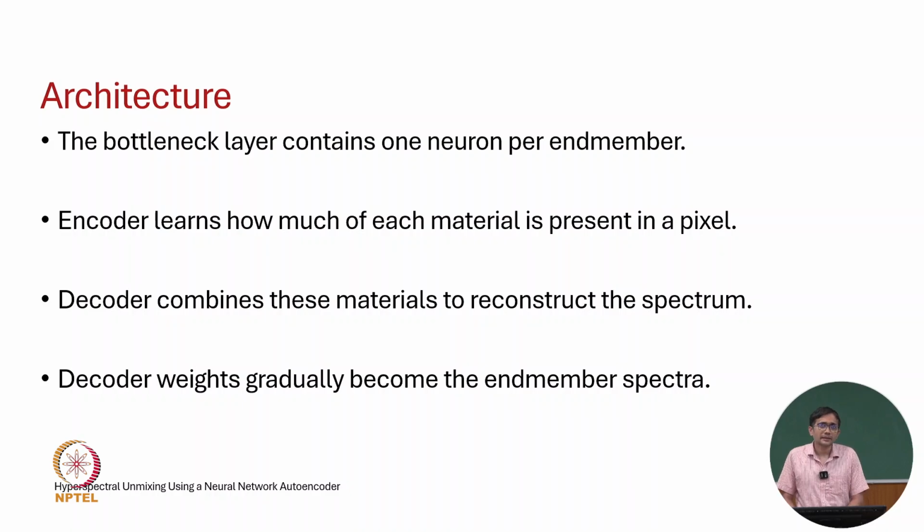Again, to understand the architecture, the bottleneck layer contains one neuron per end member. The encoder learns how much of each material is present in a pixel. The decoder combines these materials to reconstruct the spectrum. Decoder weights thus gradually become, in the training process, the end member spectra.